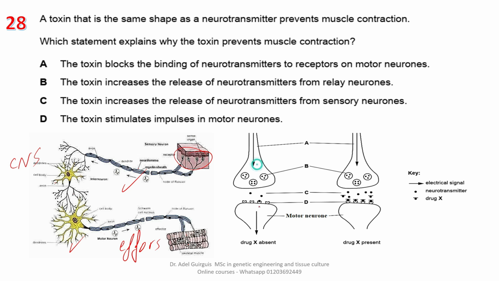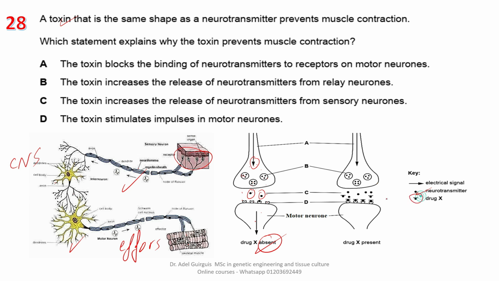Here there are two neurons, or a neuron and the muscle. What would happen? In normal cases, the nerve impulse stimulates vesicles containing neurotransmitters to release their neurotransmitters in the synapse. Molecules of neurotransmitters bind with receptors. This is the proper way in the absence of toxin. What about in the presence of this toxin?